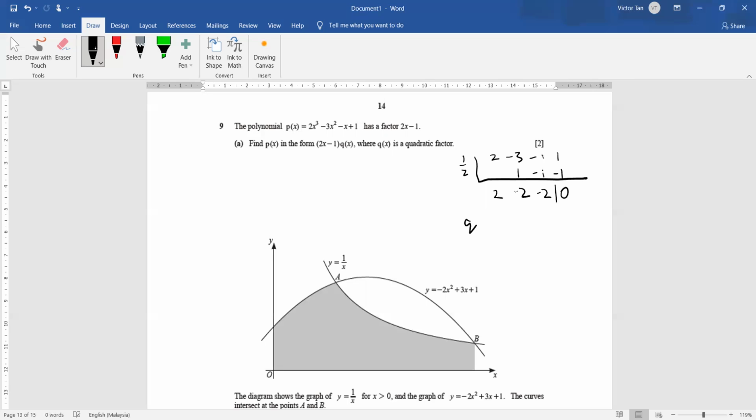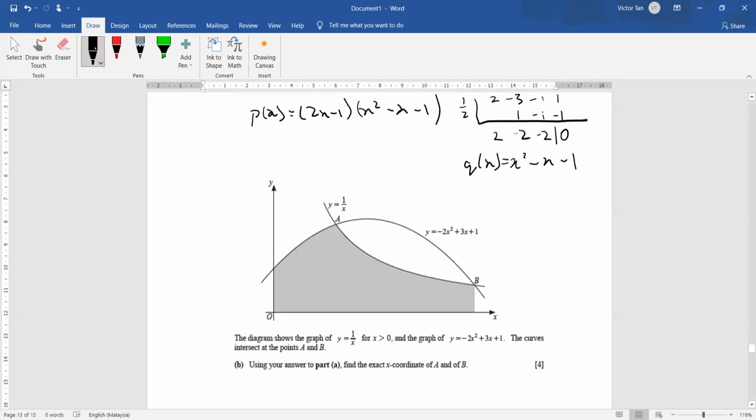So the quotient, you need to divide by 2, is x squared minus x minus 1. So p(x) equals 2x minus 1 times x squared minus x minus 1. You can always expand to make sure that the answer is correct.